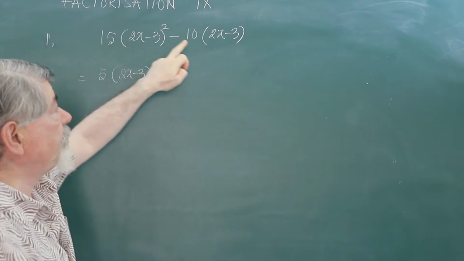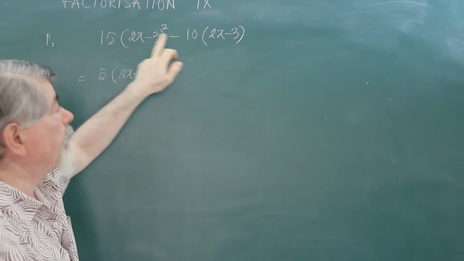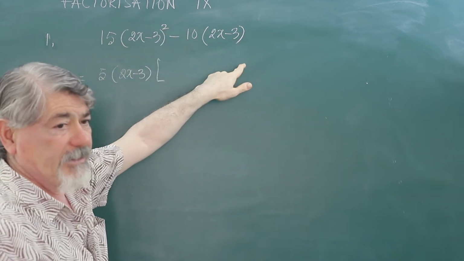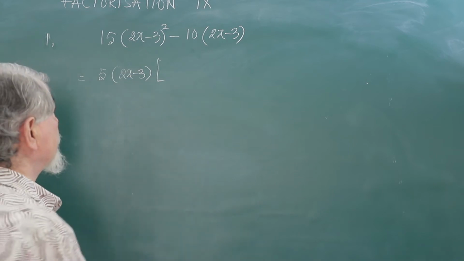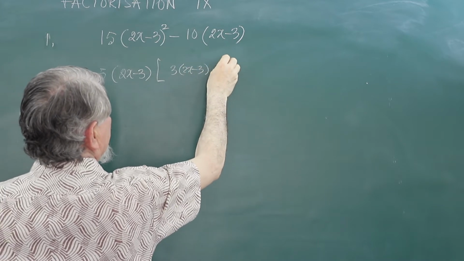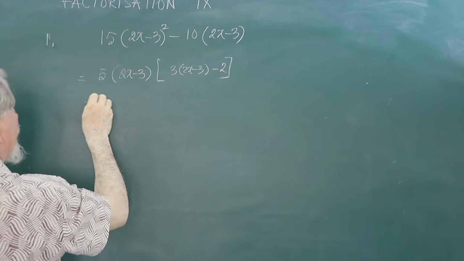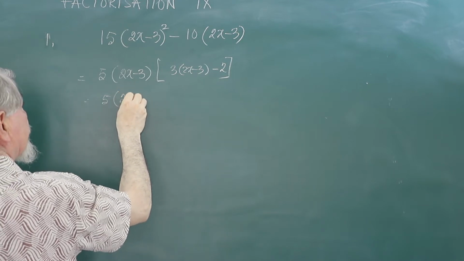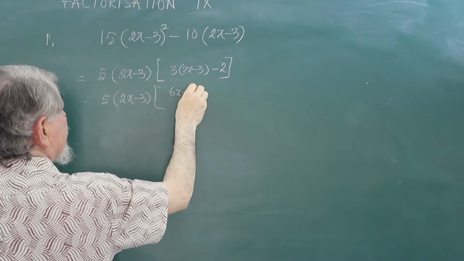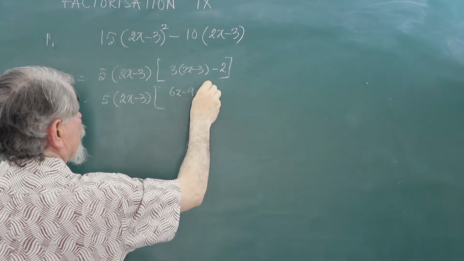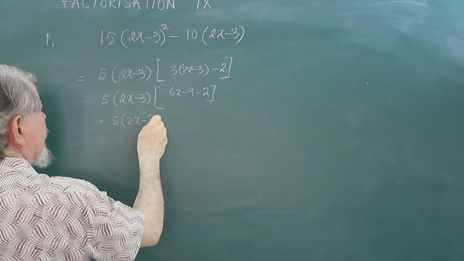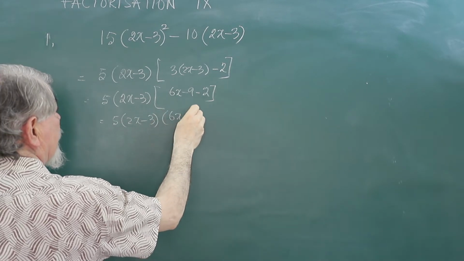5 is a part of 15, 5 is a part of 10. 5 is a factor of 15, 5 is a factor of 10. (2x minus 3) whole square and (2x minus 3), so I can take (2x minus 3) also common. So what is left here is 3 into (2x minus 3) and minus 2. So it will be 5 into (2x minus 3). And when I open this bracket, 3 2s are 6, 3 3s are 9, and this is 2. So it will be 5 into (2x minus 3) and (6x minus 11).